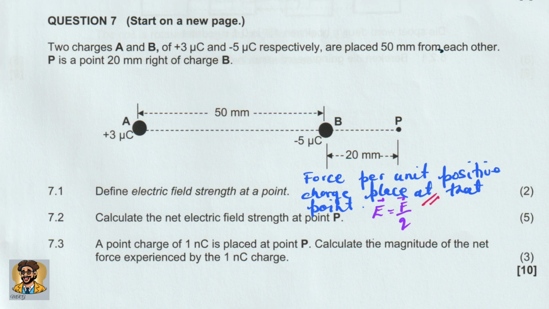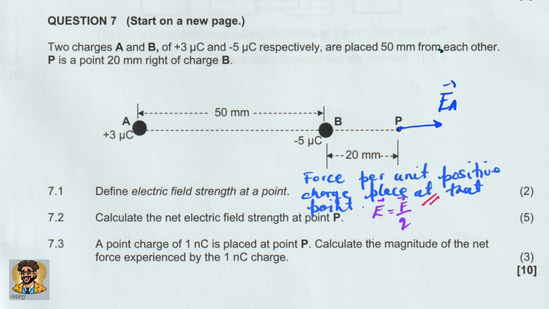Now, what is happening at point P? The electric field due to charge A is going to be to the right. Why? Because A is a positive charge, and it is like a positive charge was placed at that point. So the electric field due to charge A will be a vector pointing to the right. This one is what we call EA. So that is the first important thing.